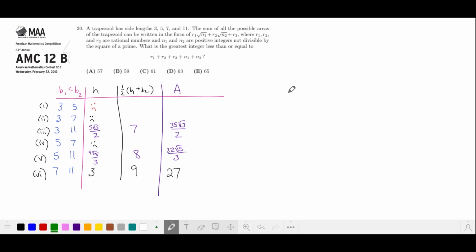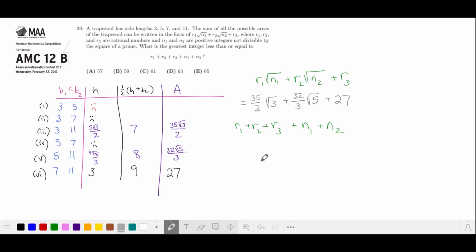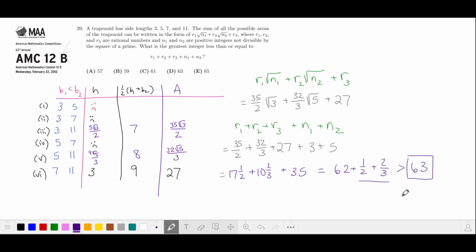The problem asks for the sum of all possible areas, written in this format. That's 35 halves times the square root of 3, 32 thirds times the square root of 5, and 27. And the answer is supposed to be the sum of the values of all of these variables. So let's add these and convert our fractions into mixed numbers. And keep adding. The sum of these 2 fractions is between 1 and 2. So 63 is the greatest integer that's less than the sum, and that's our answer.